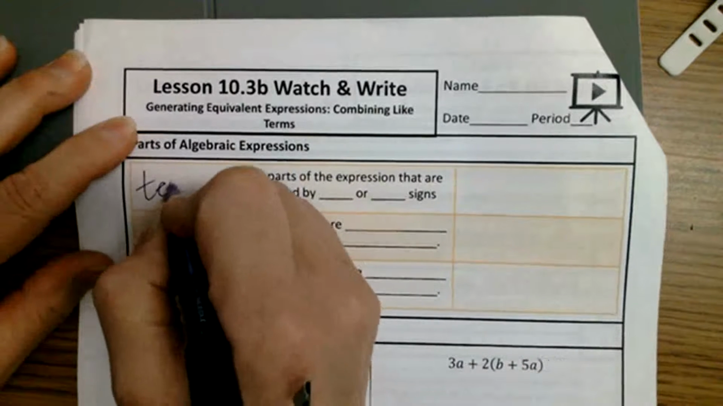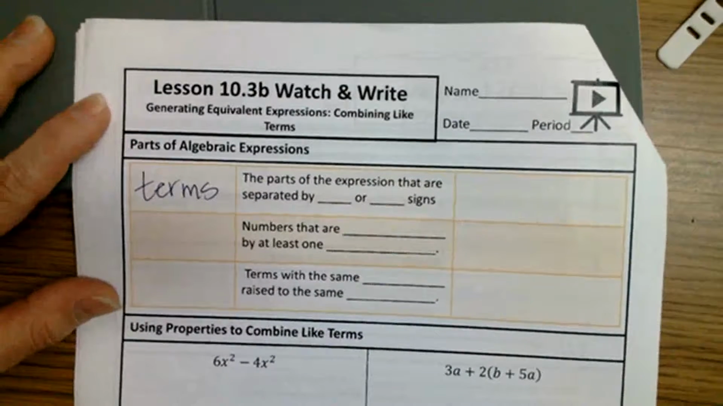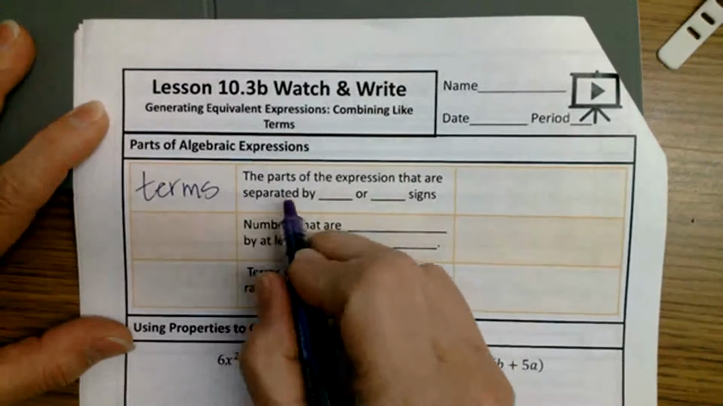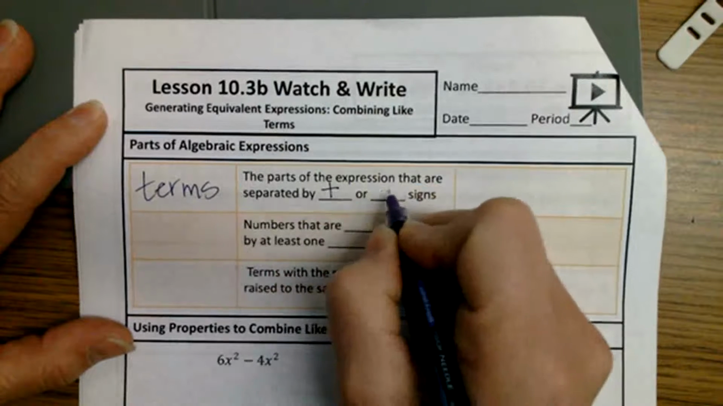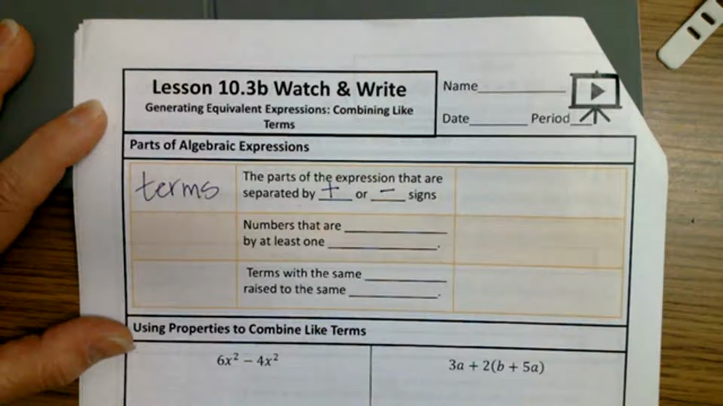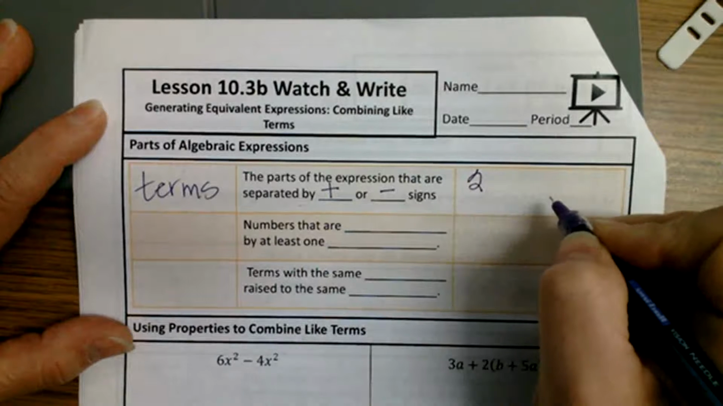So let's start with the word term, okay? What is a term in an algebraic expression? Well, the parts of the algebraic expression that are separated by addition or subtraction signs. Those parts are called terms. So let me give you an example.